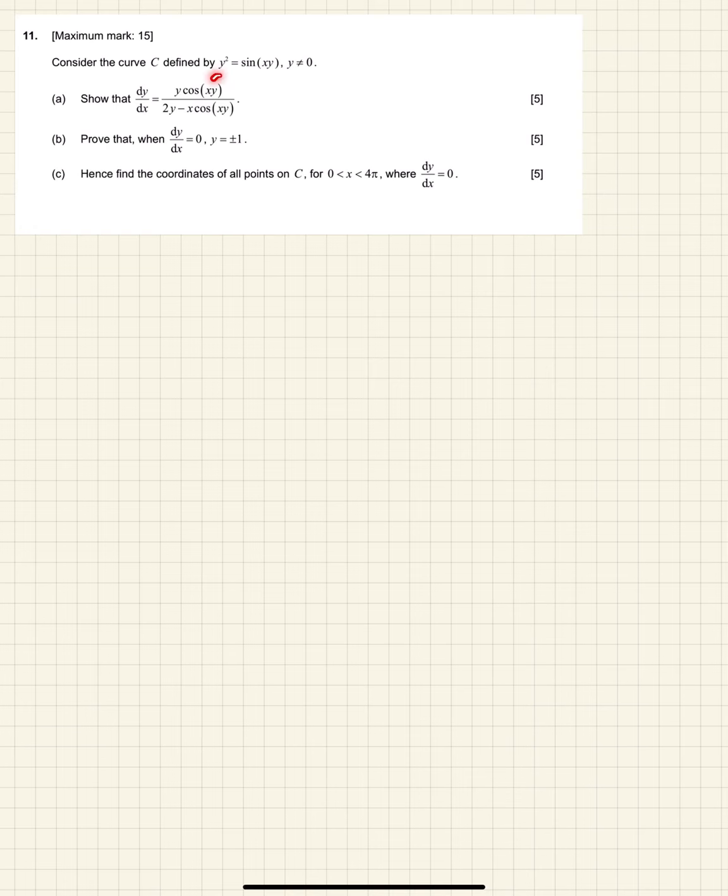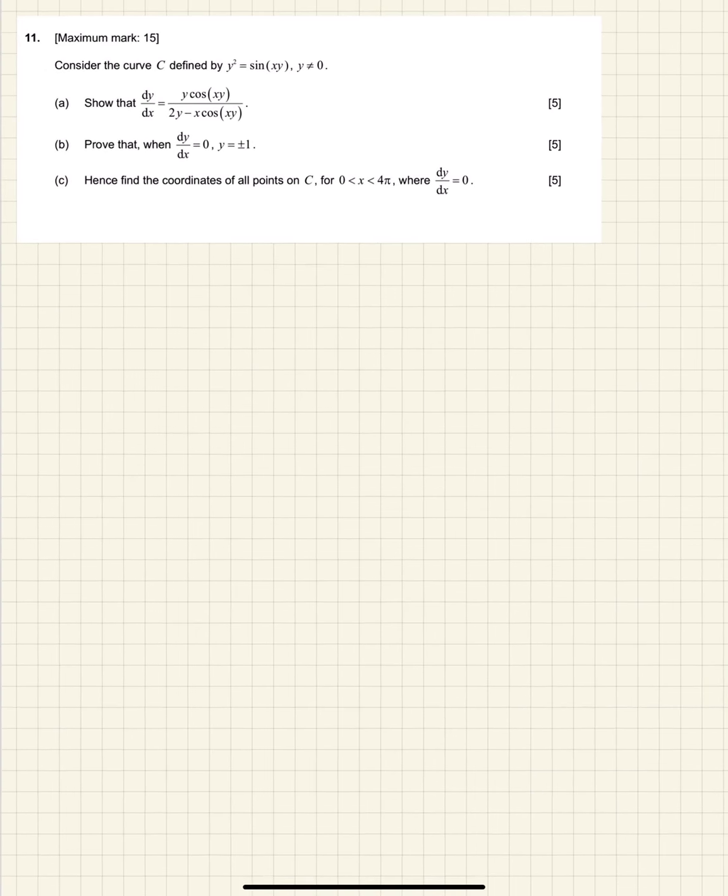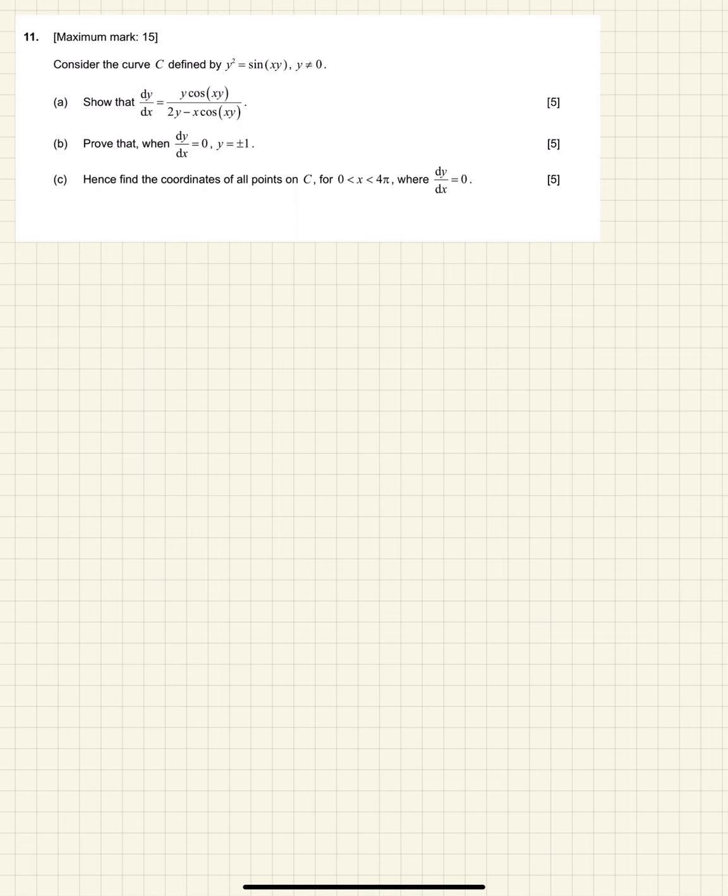Your function is not defined in terms of x only. As soon as your function is not only defined in terms of x, then you can't differentiate with respect to x without additional techniques. So here we just want to show that dy dx, so it should be pretty straightforward. I'm going to differentiate both sides with respect to x.